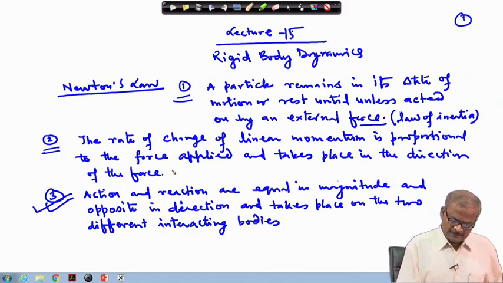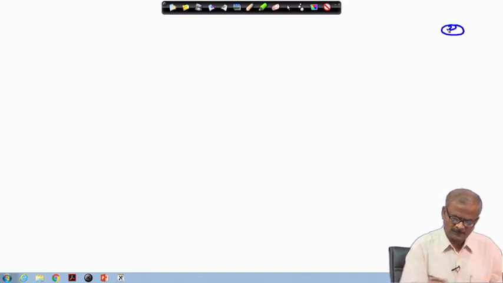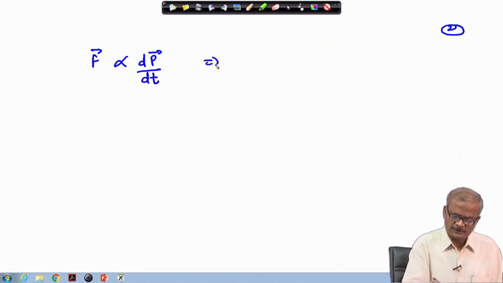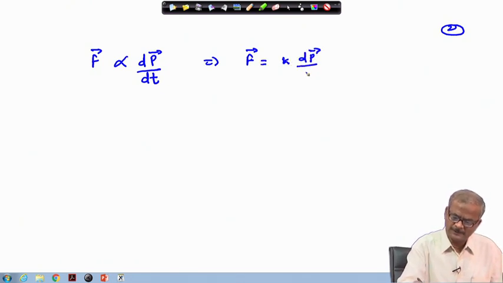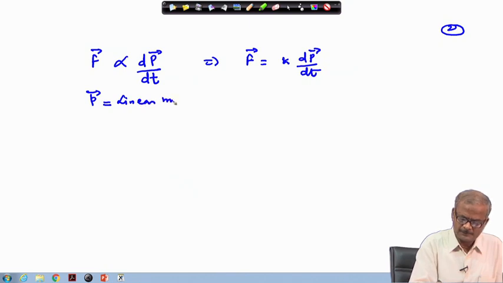So, now we take the second law first. The second law states that the rate of change of linear momentum is directly proportional to the force impressed. Okay. Or otherwise we can write, F will be equal to k times dp by dt, and by definition this p is the linear momentum.